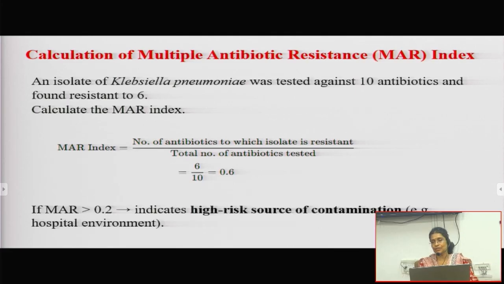And we have a threshold value. Usually if the MAR is greater than 0.2, we indicate it is high risk and a source of contamination. So we can have some figures to play around with and we know whether it is highly contaminated or low. So that's the kind of data we get from MAR.